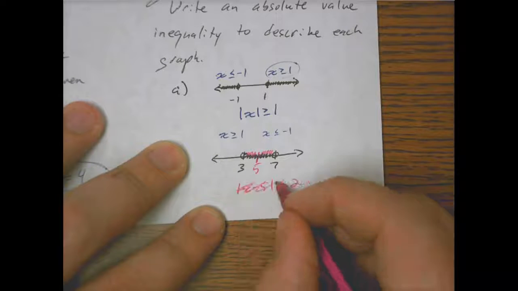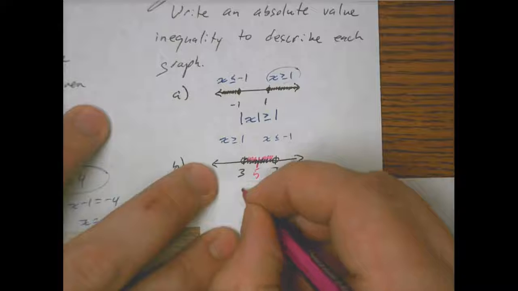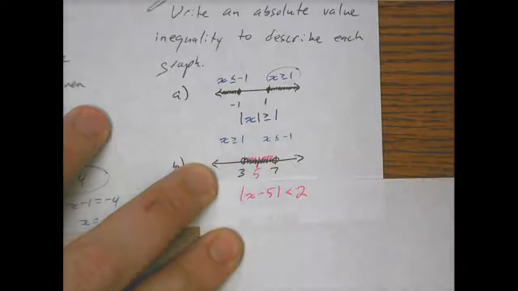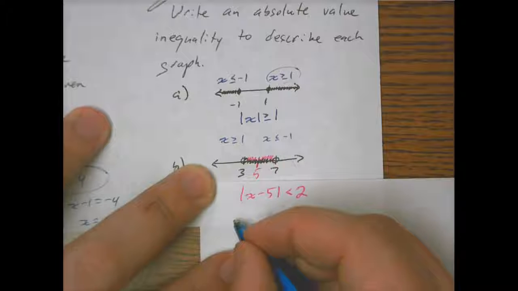So here, I'll rewrite this. I'm sorry. So again, absolute value of x minus 5 is less than 2. I don't want it to be any more than 2 units away. So again, you can check your work. Always check your work. I have to check mine still.